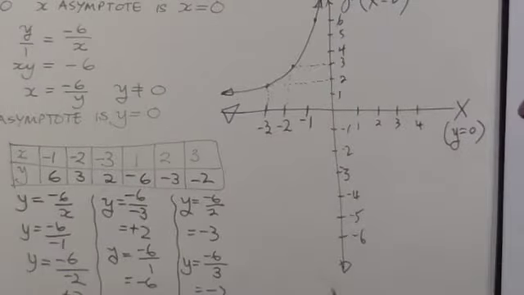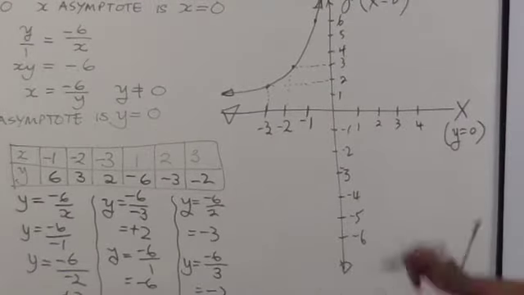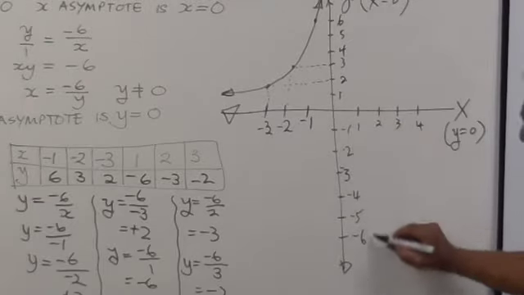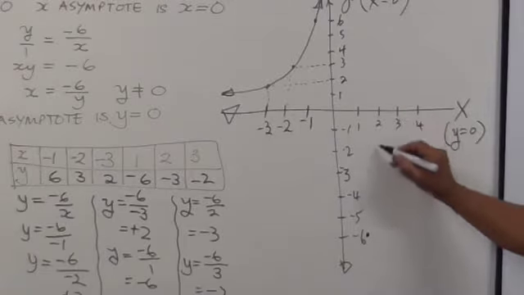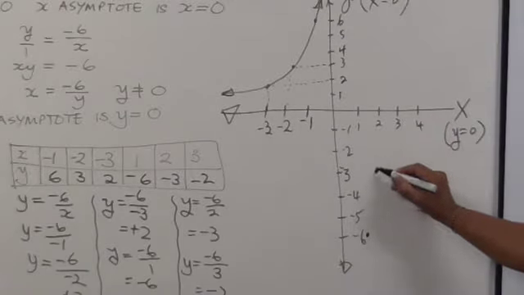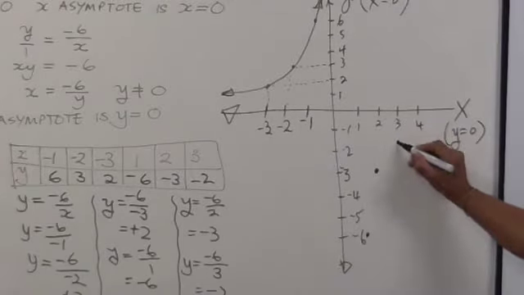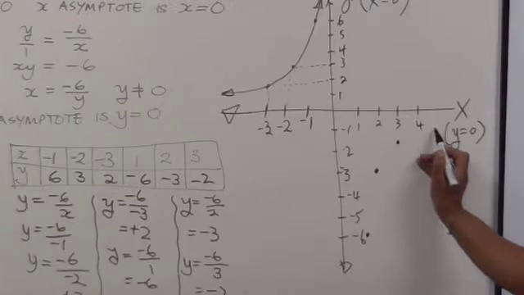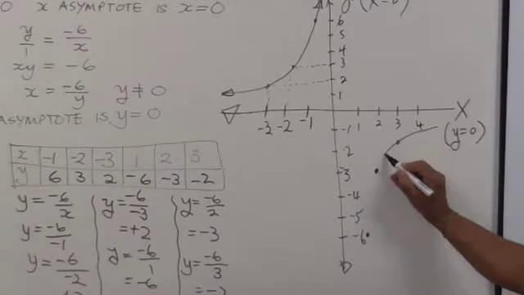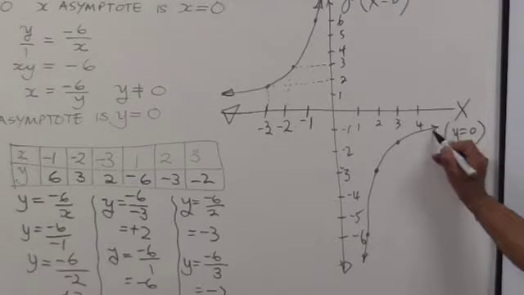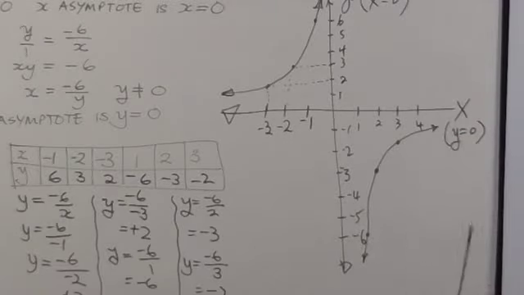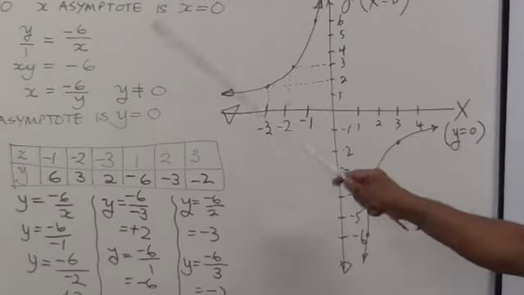Alright. Then we do the next 3 ordered pairs. 1 and -6. There's 1 and -6 is down here. 2 and -3. 3 and -2. And then we got the shape of the graph here. Right. And one thing we didn't do, we didn't show the asymptotes.